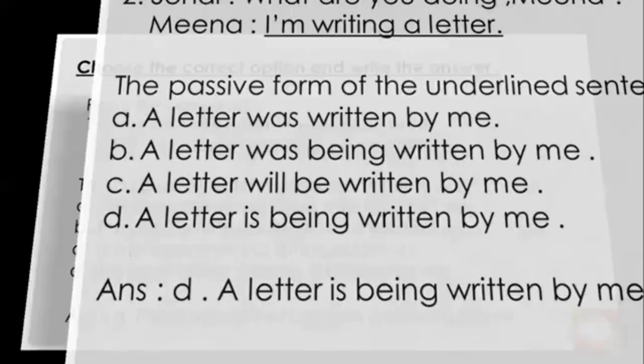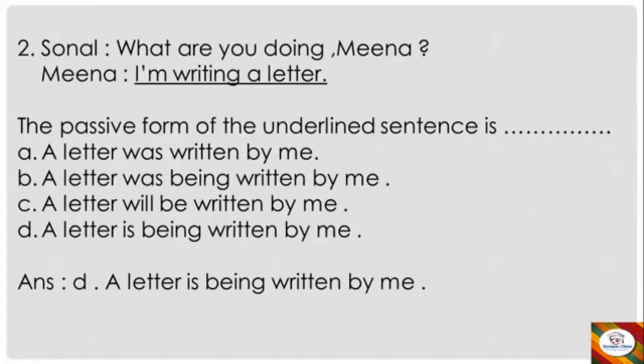Now let's move to the second one. Sonal: what are you doing, Meena? Meena: I'm writing a letter. Okay, same pattern, same type of question. So the underlined sentence is I'm writing a letter, and this is a question for you. You have to change the underlined sentence into passive form.